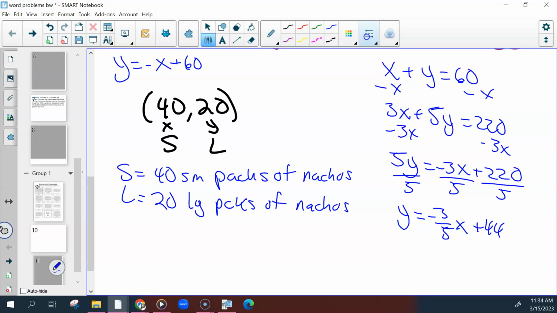So in every question, you'll have to define your variables, set up your equations, solve it using one of the methods, find your 2 answers. Well, some of them you'll only need to find 1, and then make sure you're labeling them. Questions on that?